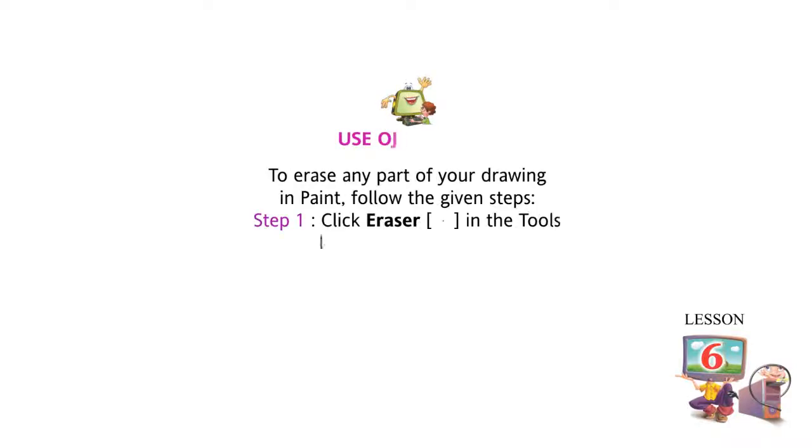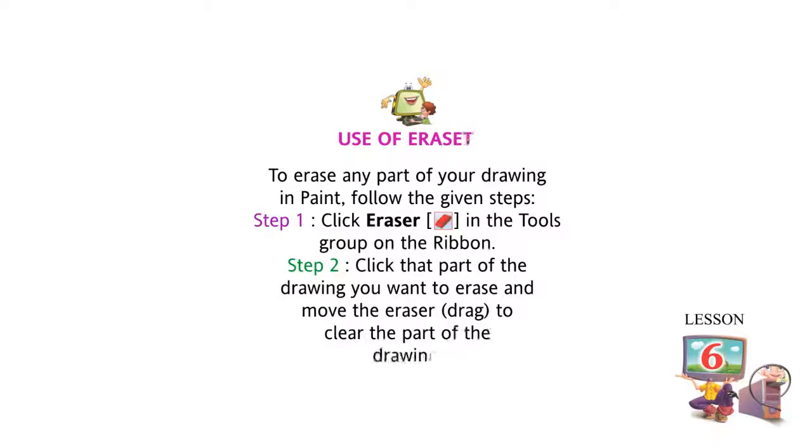Use of eraser. To erase any part of your drawing in Paint, follow the given steps. Step 1. Click Eraser in the Tools group on the ribbon. Step 2. Click that part of the drawing you want to erase and drag the eraser to clear the part of the drawing.